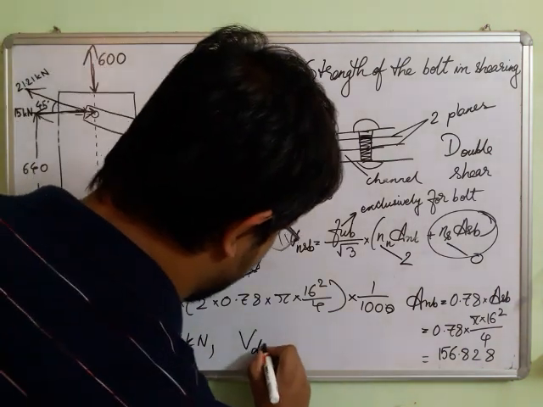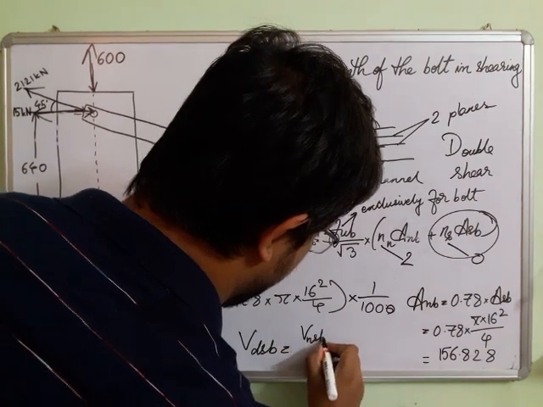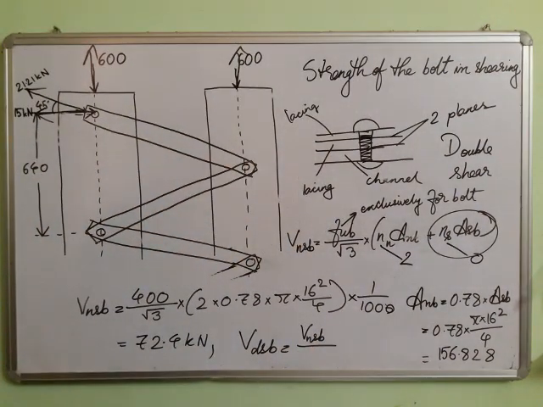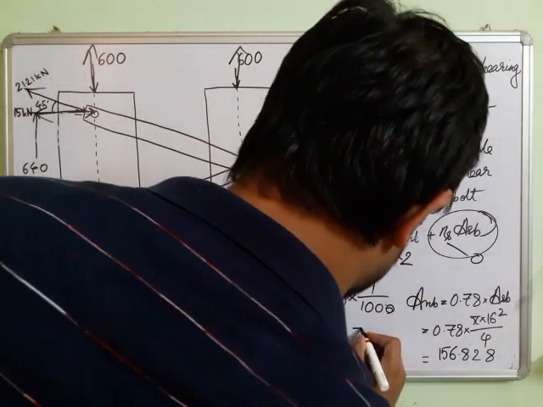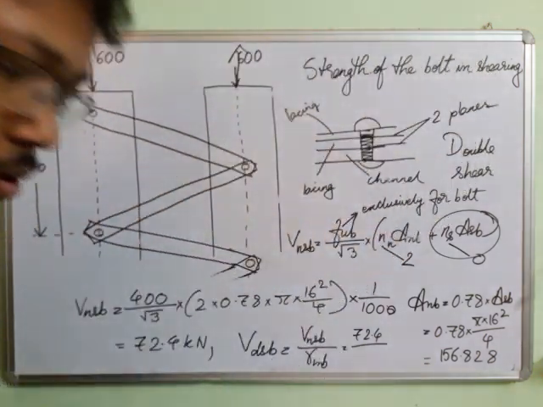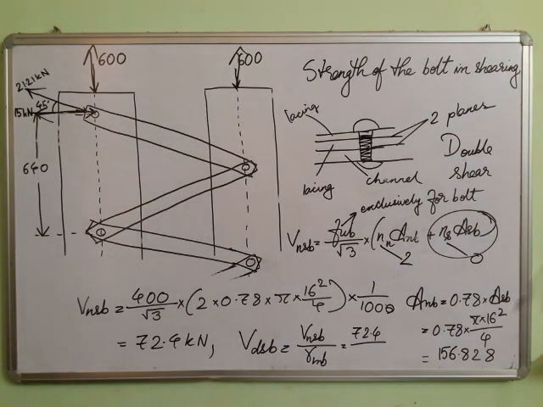Now what is VDSV? VNSV line? The factor of safety. Okay, so what will be the factor of safety? You see it in the IS code. Okay, again page number 30, table 5. What is gamma MB? This is 1.25. Okay.